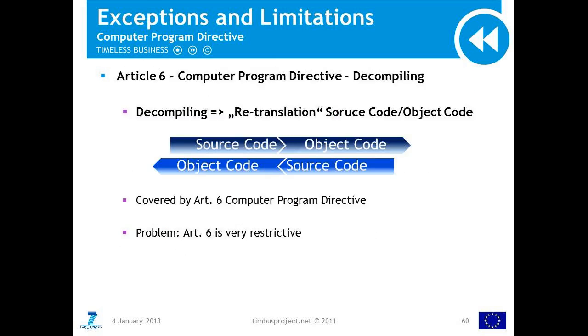Really the last limitation I will talk about is the decompiling limitation. I think everybody of you knows what decompiling is, and I bet you all know much better than me. So decompiling is something like a retranslation. I told you the translation of a computer program is an alteration, and the alteration is copyright protected. So you are not allowed to decompile a program object code to the source code because it's a copyright infringement.